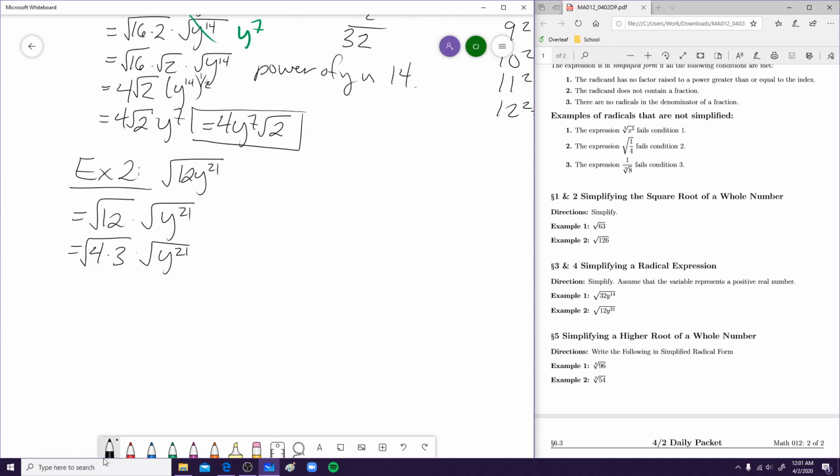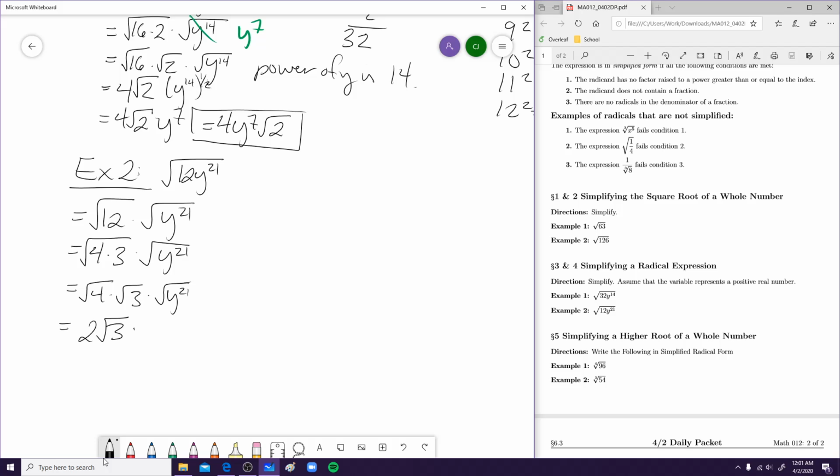So now let's go back to our example. For the square root of 4 times 3, I'm going to reapply the multiplication property. So this becomes the square root of 4 times the square root of 3, and we're going to bring y to the 21st down. The square root of 4 is 2 because 2 squared is 4. And for 3, there's no perfect square less than 3 besides 0 and 1, but that doesn't matter. So this is just the square root of 3.